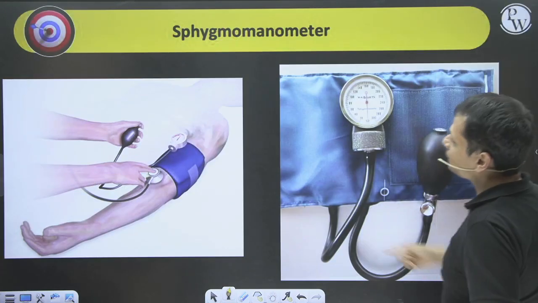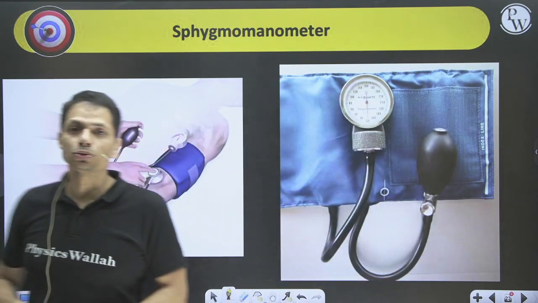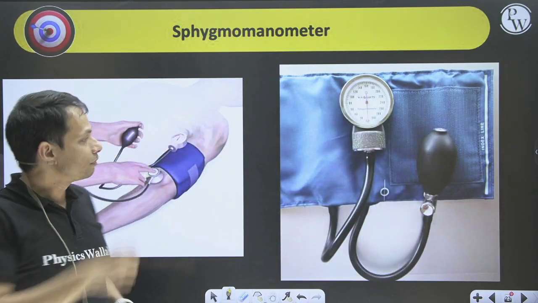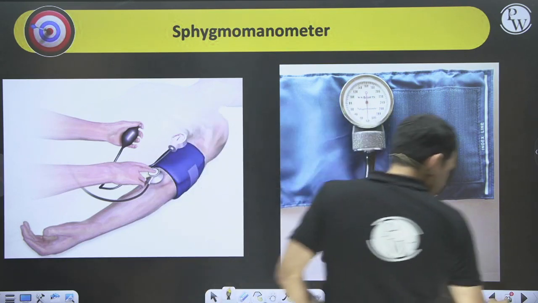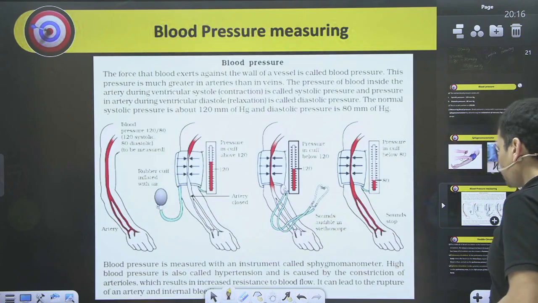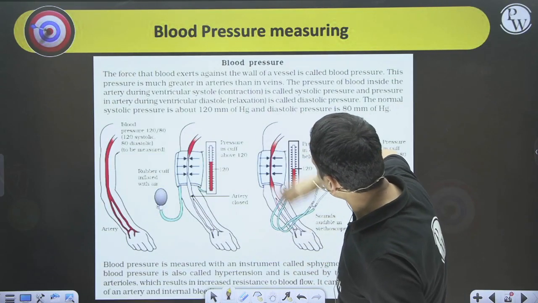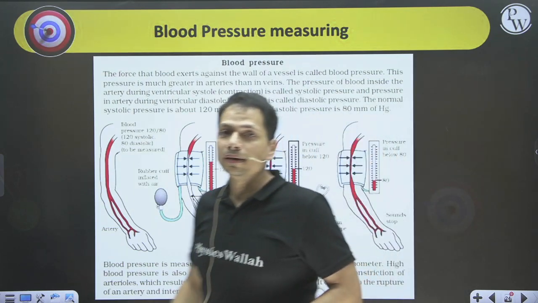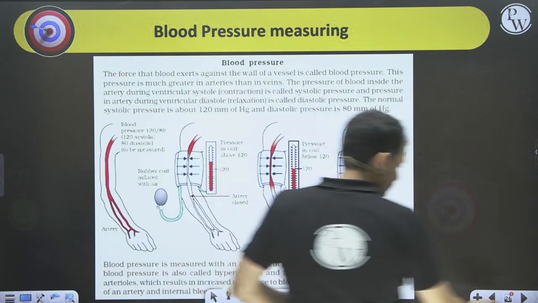Again, this is the sphygmomanometer, which is used to measure the blood pressure of a human being. Now, the blood pressure is measured in the brachial artery. This is called the brachial artery. Okay, by using the sphygmomanometer.